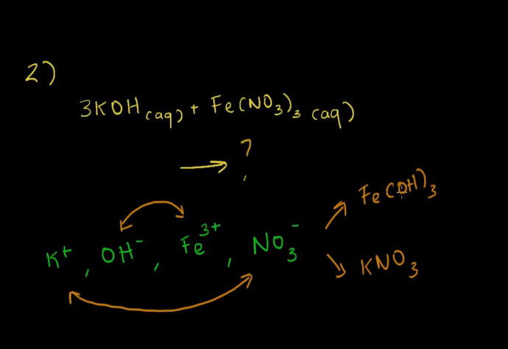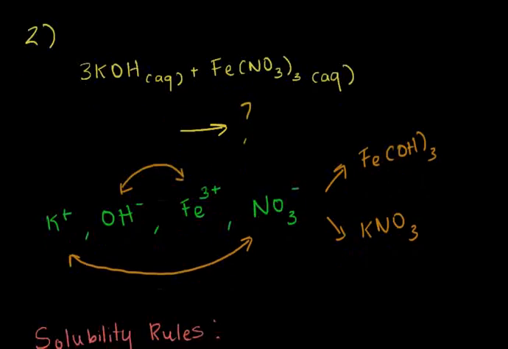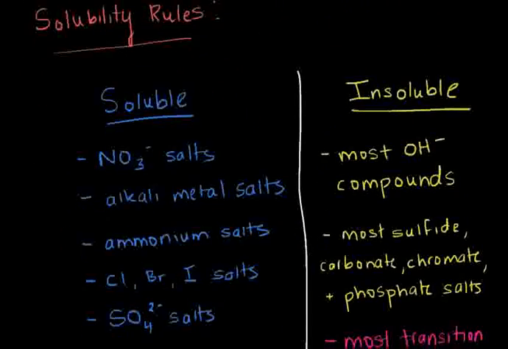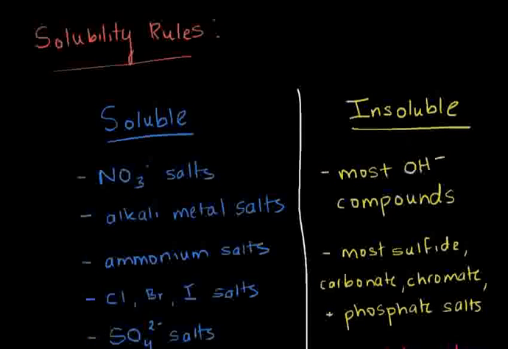The question is, which of these is our precipitate? Either one could be. We don't have enough information at this point. We haven't seen the reaction take place to definitively state which is the precipitate. To do this, we need to take a look at some further information. And this information, these are called solubility rules.